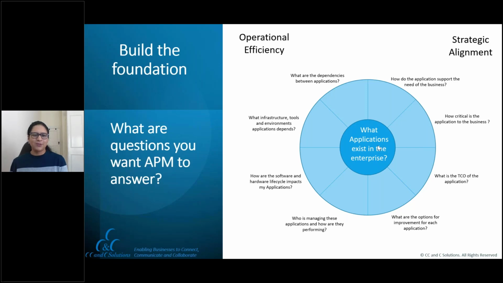Now, just taking a step back, which we talked about as part of building the foundation, it always helps to start with the exam question. What is the question your APM is going to answer? And we could categorize them into two different groups. One could be the operational efficiency that you want to have better visibility into, or you could start with your strategic alignment. And depending on the organization, you may want to start with one or the other. There's no hard and fast rule of where to start.